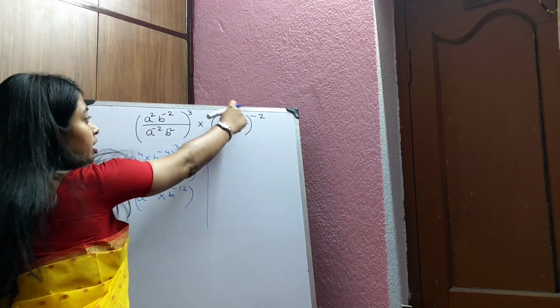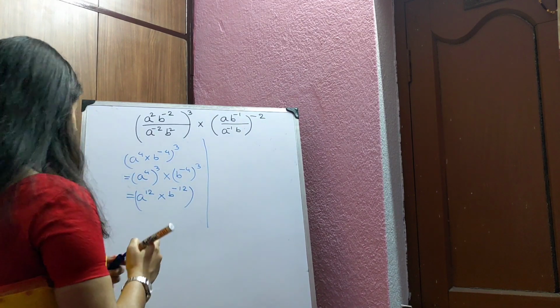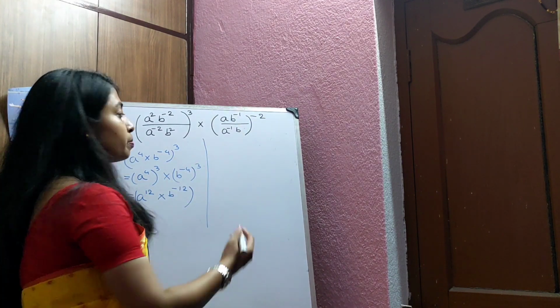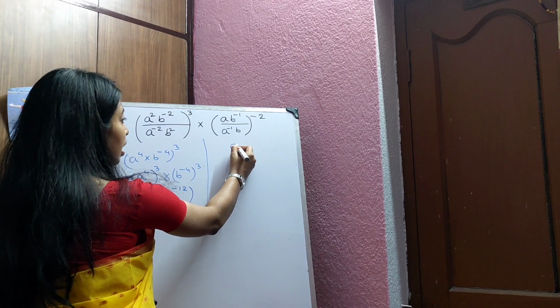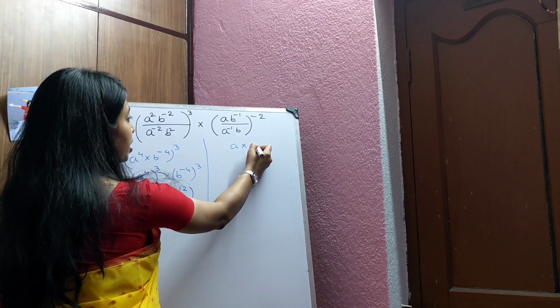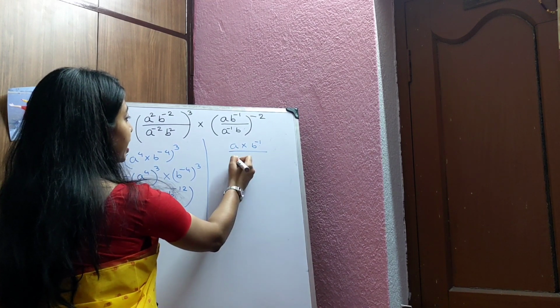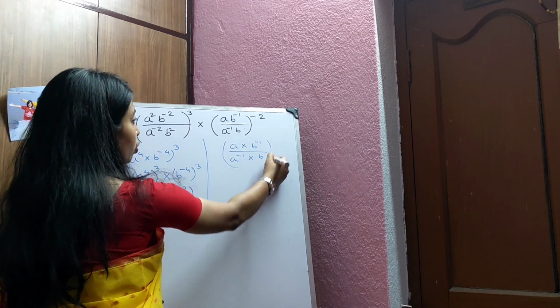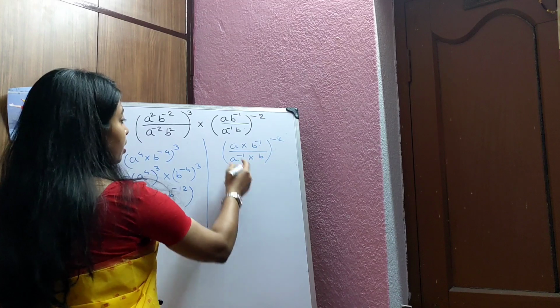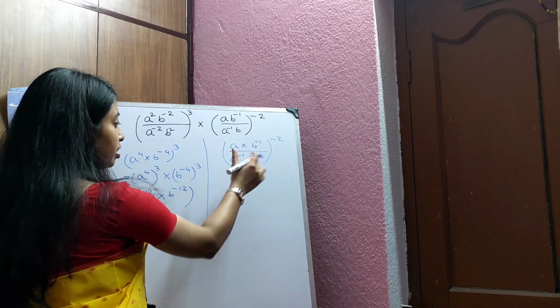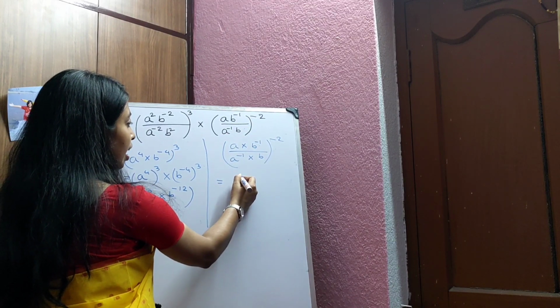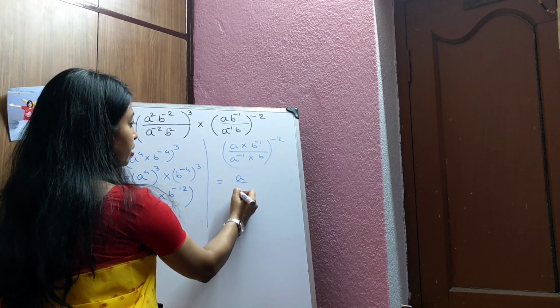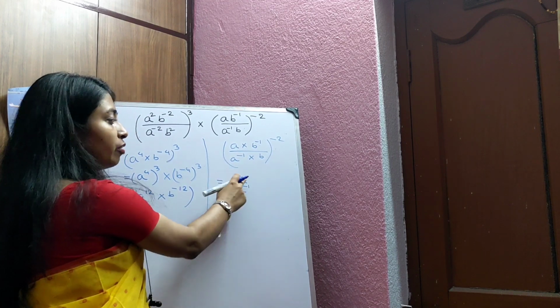Now we will simplify this portion in the same way. So for this portion, let us break it. A multiplied by b to the power minus 1 divided by a to the power minus 1 multiplied by b, whole of which is raised to minus 2. Okay, so we will first simplify the term inside the bracket. A divided by a to the power minus 1. Okay, we have only a here.